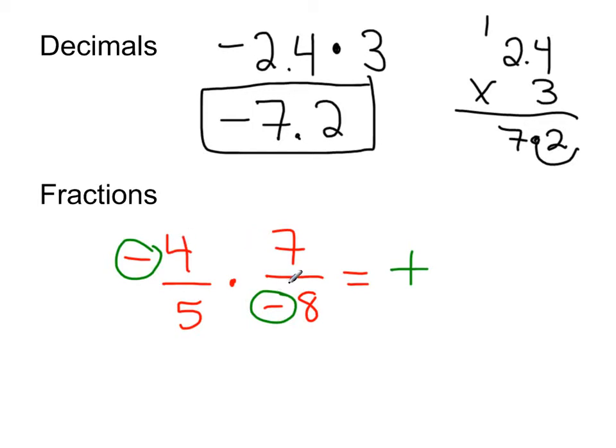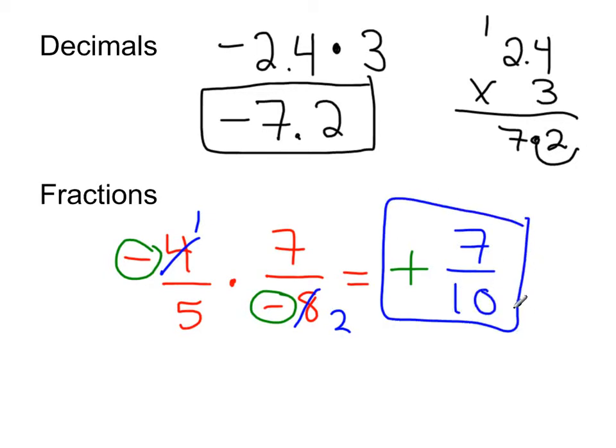With fractions, there's a couple different ways you can do this. You can multiply straight across, then simplify. Or simplify first, in which you see 4 can go into itself and into 8 twice. And then multiply across. So you get 7/10. And it's positive 7/10. And there's our answer.